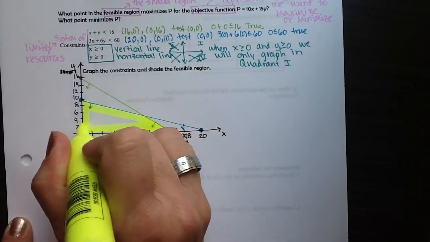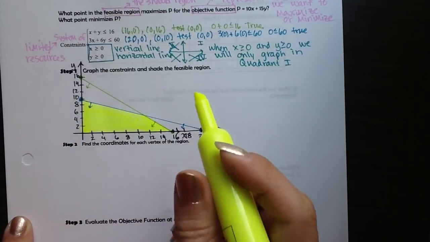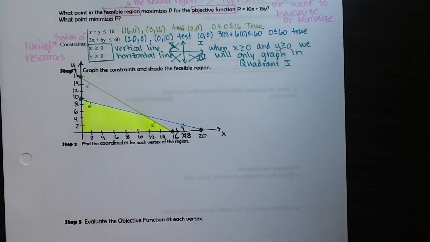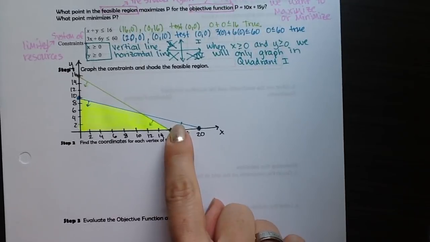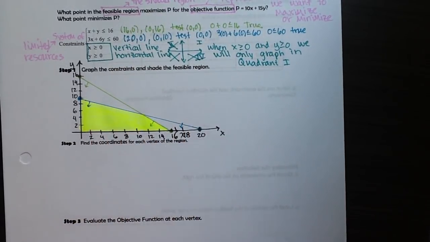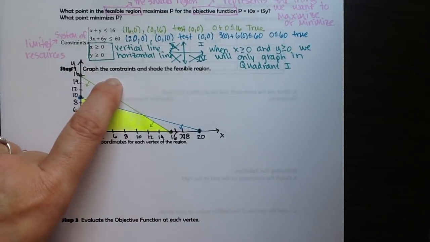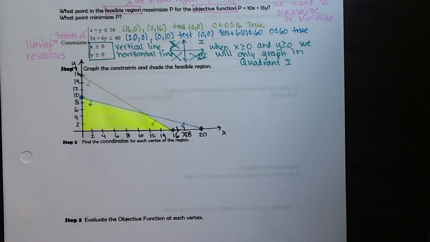Now it's important that you always do your test points because you cannot just assume that it makes this little shape, because it could have been this little section or this little section or this whole section out here. It all depends on which direction all of the inequalities are going. So make sure that you're doing test points. So step 1 is done. Graph the constraints and shade the feasible region.